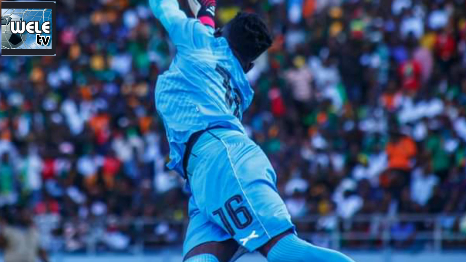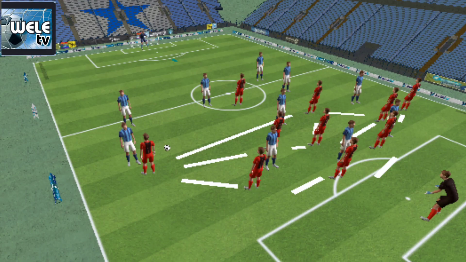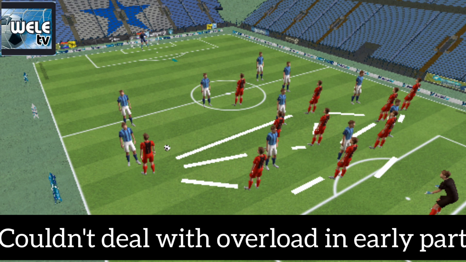That's what I referred to earlier on, having said I think Fashion did not track back to help Roderick, and so he got exposed. They overloaded that part, but apart from that I think we did fairly well defensively. The structure was there to see.